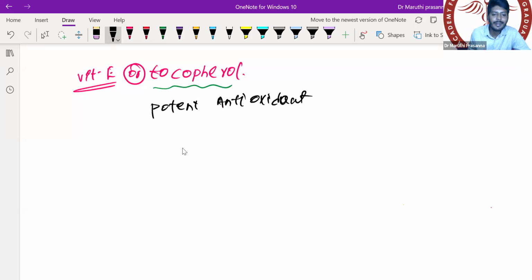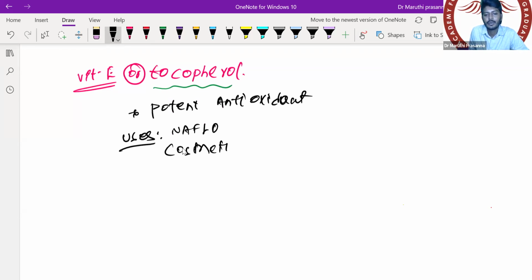And also it has some uses. It is used in non-alcoholic fatty liver disease. It is used for cosmetic purposes, and along with that, it is used in non-alcoholic steatohepatitis. Same thing, NASH or NAFLD. NASH is nothing but non-alcoholic steatohepatitis. NAFLD is nothing but non-alcoholic fatty liver disease. Other names for the same disease.